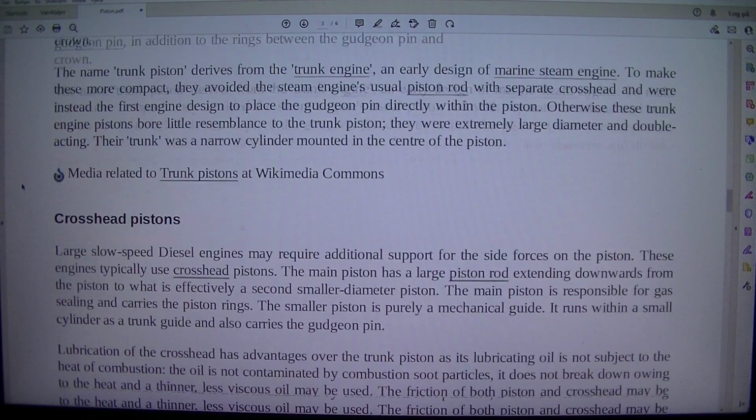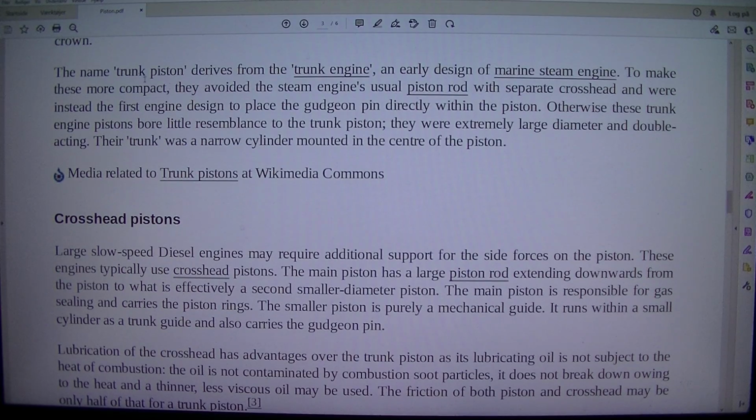The name trunk piston derives from the trunk engine, an early design of marine steam engine. To make them more compact, they avoided the steam engine's usual piston rod with separate crosshead and were instead the first engine designed to place the gudgeon pin directly within the piston.